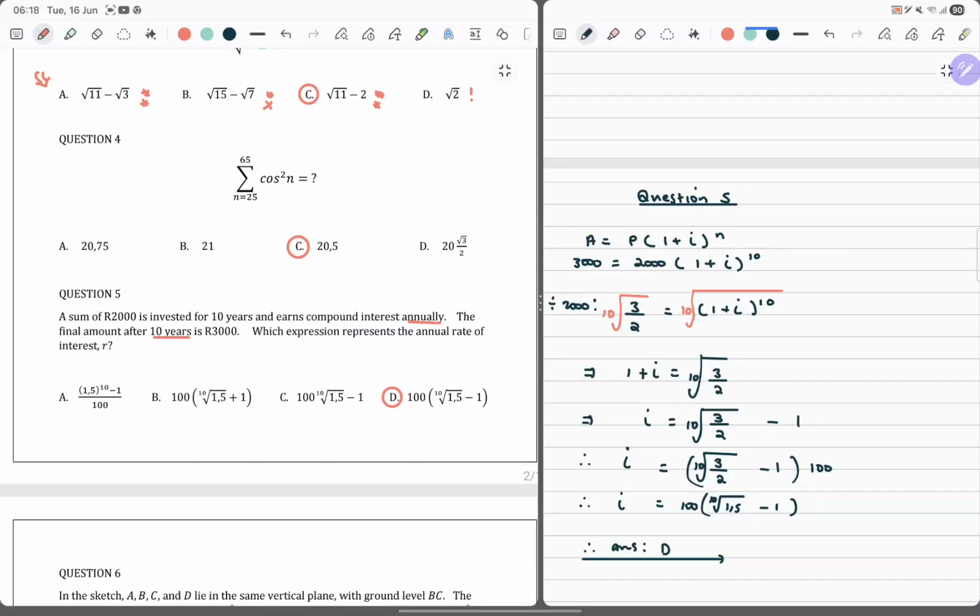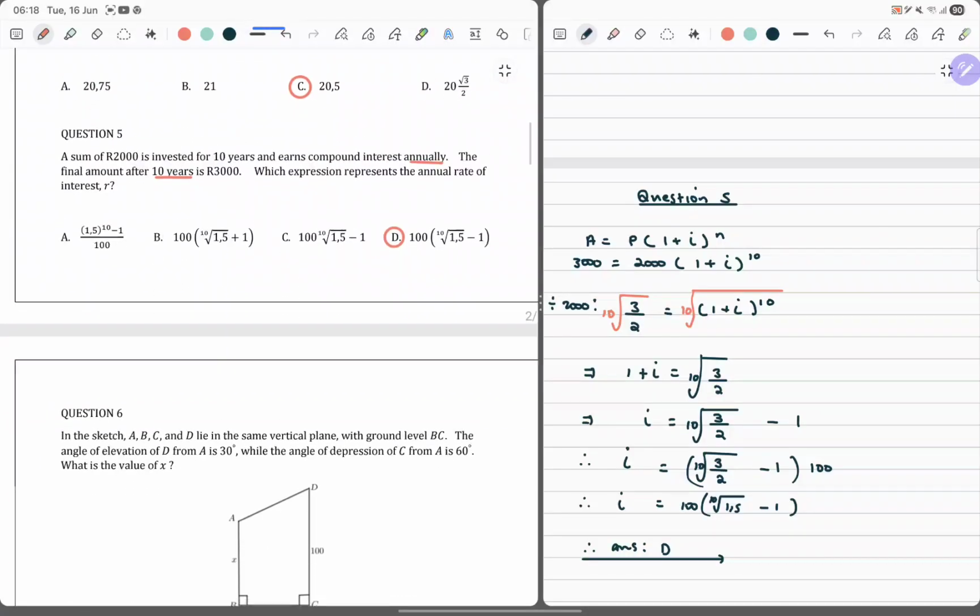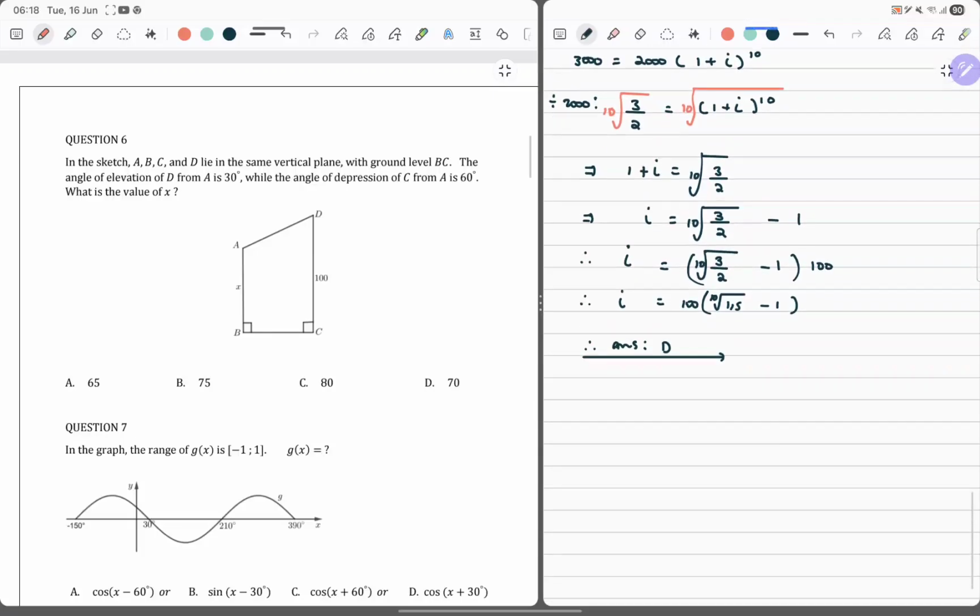As you can see, folks, just simple things, simple actions, not complicated stuff at all. Now let's look through question 6.